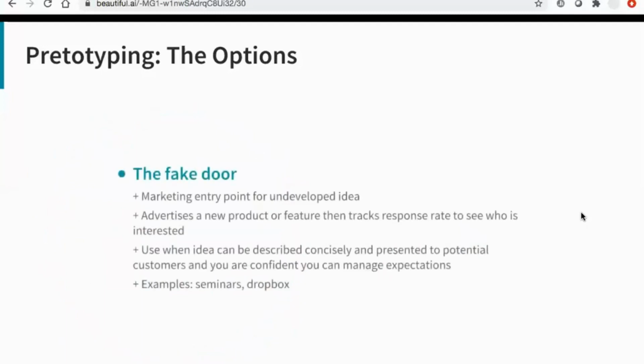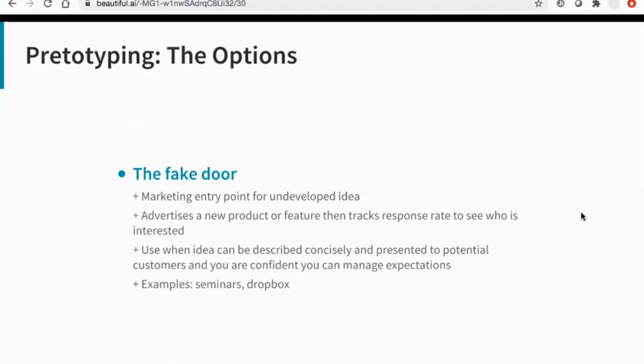Okay, another option, the fake door. This is one that a lot of startups can use. This is essentially marketing for an undeveloped idea. It advertises your product or feature and tracks to see who's interested. So if you can describe this idea concisely in an ad or in some sort of marketing to potential customers, this is a really great option.